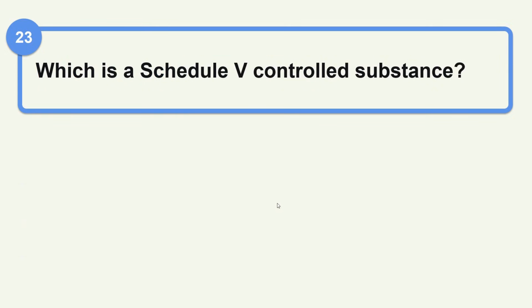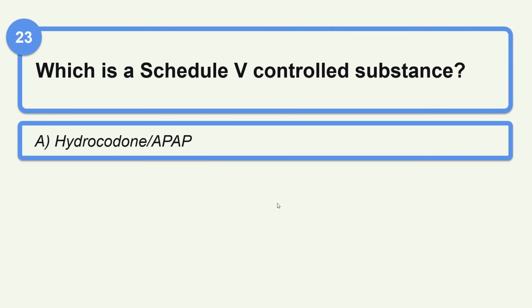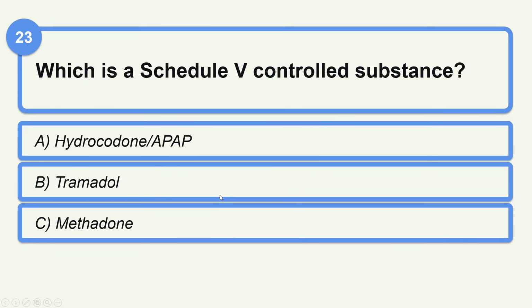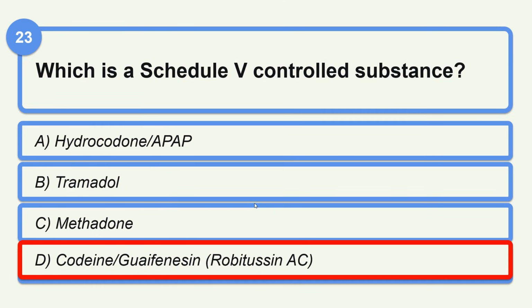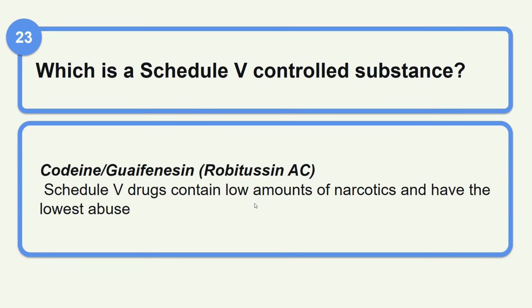Which is a Schedule 5 controlled substance? A. Hydrocodone plus acetaminophen, B. Tramadol, C. Methadone, D. Codeine plus guaifenesin, Robitussin AC. The correct answer is the cough syrup codeine and guaifenesin, a Schedule 5 drug, which contains low amounts of narcotics and has the lowest abuse potential.